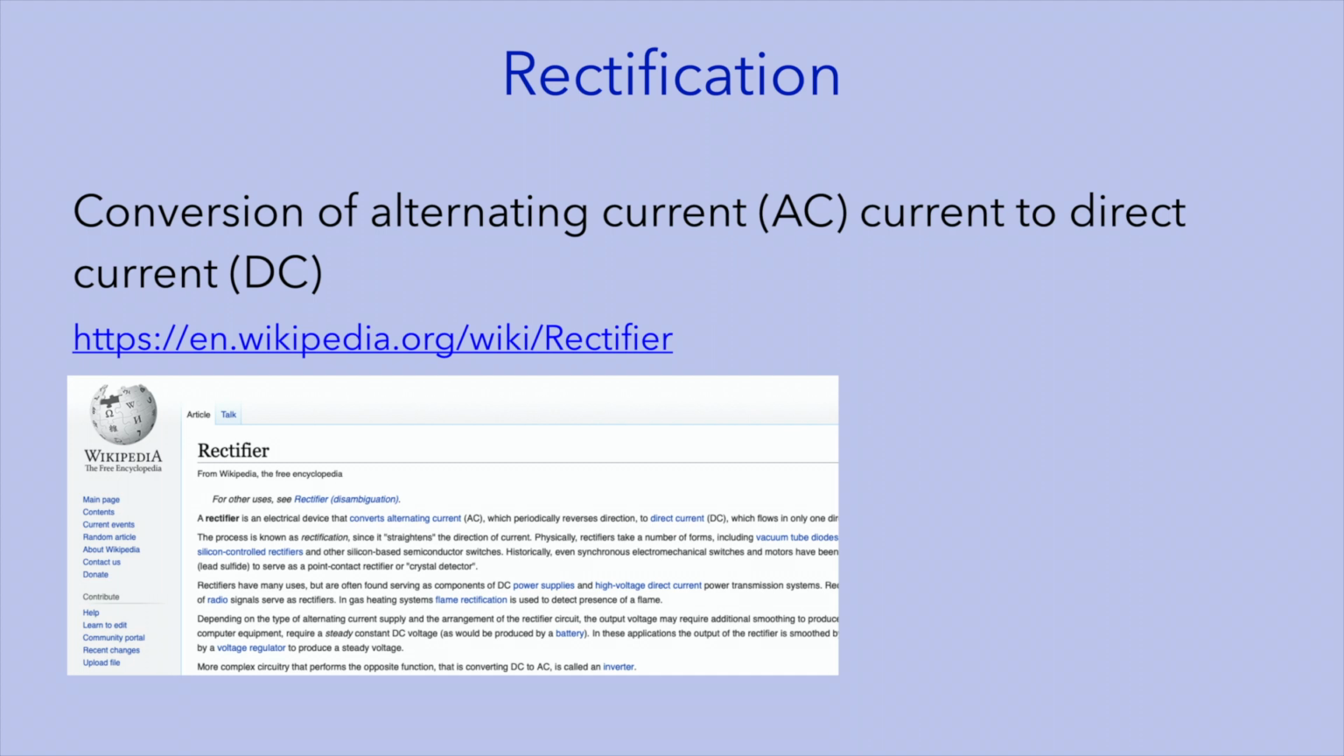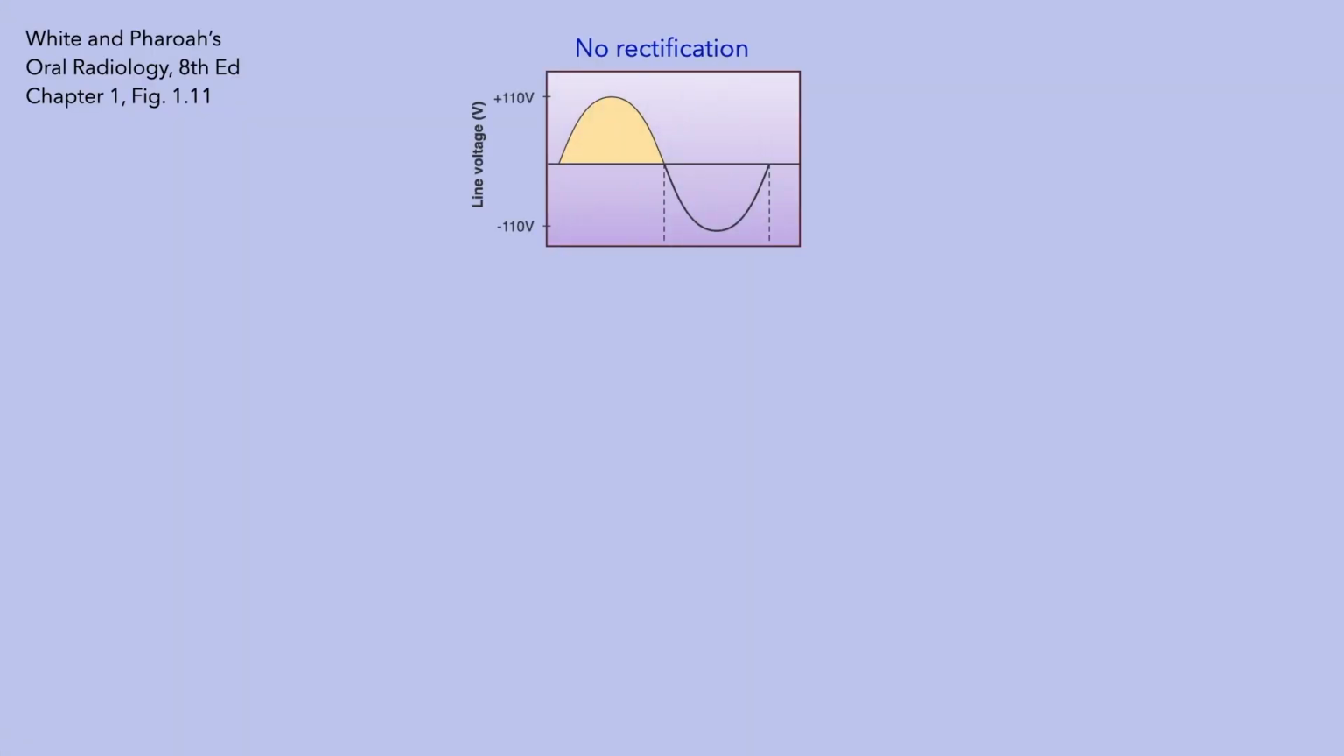Such electronics are not used only in X-ray tubes. Power supply units for our electronic devices and phones will modulate the voltage as well as change the alternating current to a direct current. Now let's consider X-ray production in an X-ray tube that is operated with an alternating current with no rectification.